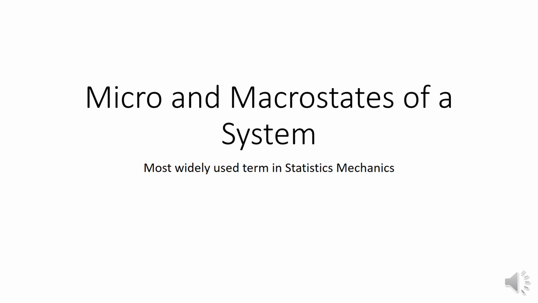Today we are going to discuss the difference between micro and macro state of the system. These are the most widely used terms in statistical mechanics. In order to discuss their difference, we have to consider what is a system and what is meant by a state.